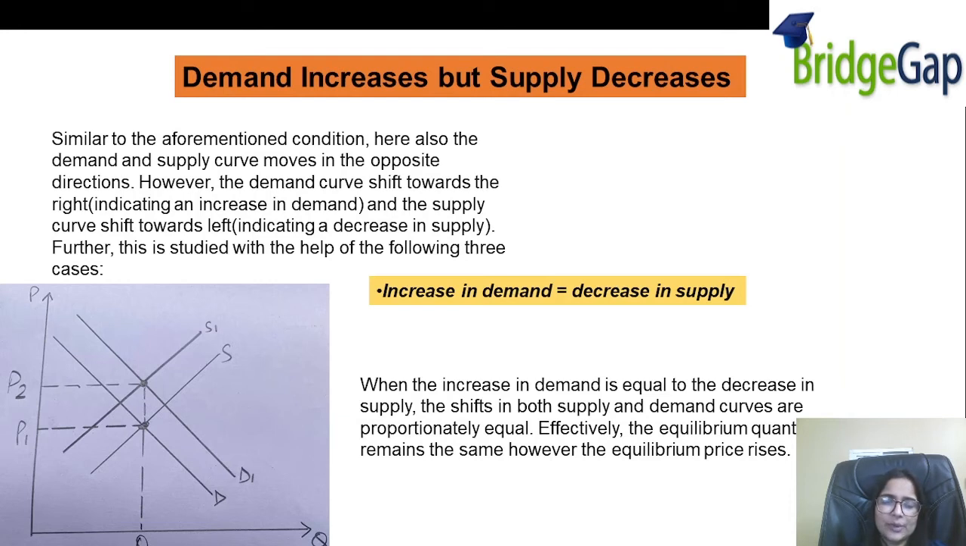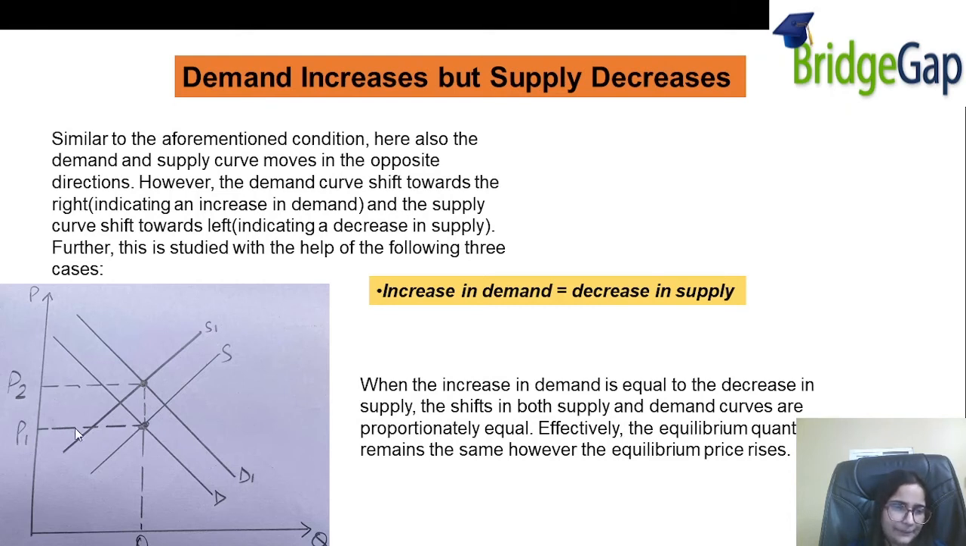First, when the increase in demand is equal to the decrease in supply, when demand will increase, our demand curve D will shift to D1. This will be our new demand curve, and this is our supply. When supply will decrease, there will be a leftward shift in the supply curve. The new supply curve will be S1.